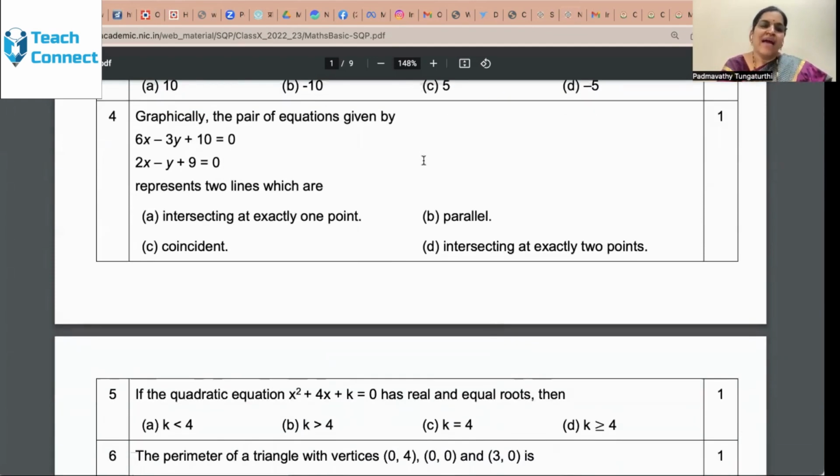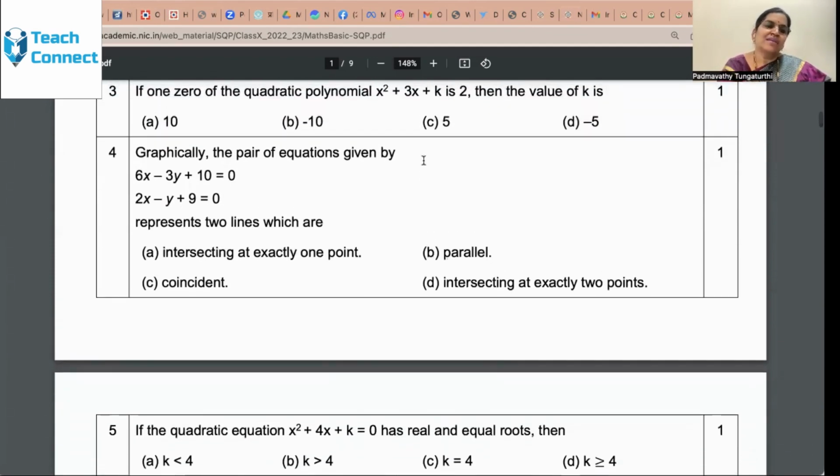Now next, graphically the pair of equations given by, these are representing two lines. Are these intersecting at only one point? That means two different equations, where the concept of the value of m is different. And are they the same line? Or are they intersecting at exactly two different points? This is what we have to make the child know.